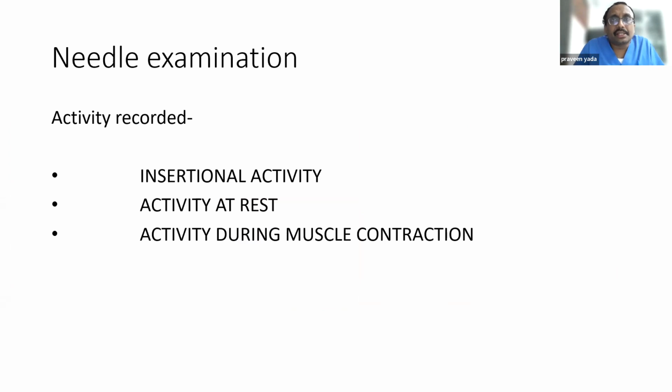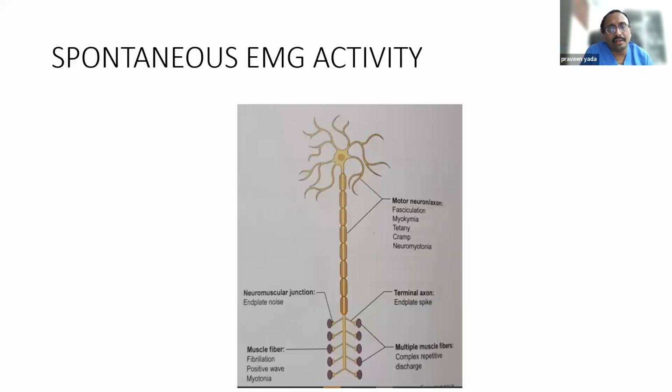Now, next, when we do a needle EMG, there are three things we record, as you all know. First you look at the insertional activity. In the insertional activity, you look for spontaneous activity, right? Then you look at the activity at rest, and then you look at the muscle contraction. Now, this is a wonderful image which you would have seen, as shared by Dr. Ramakrishna umpteen times. What does the spontaneous EMG activity mean, and where does the problem arise from? This is an image, by the way, taken from Shapiro. All of you would be knowing.